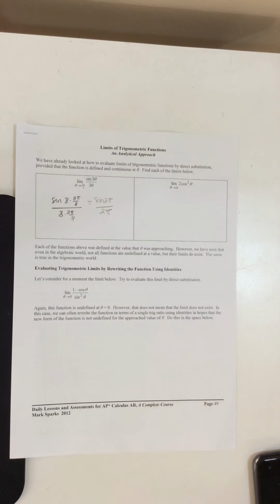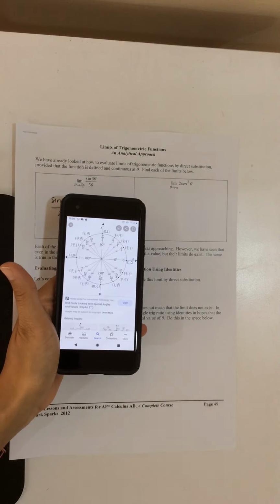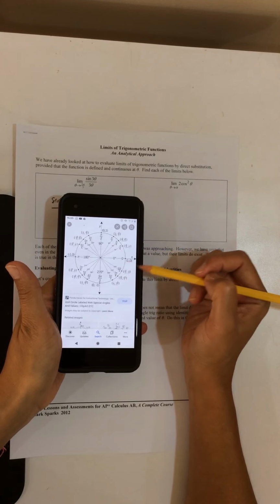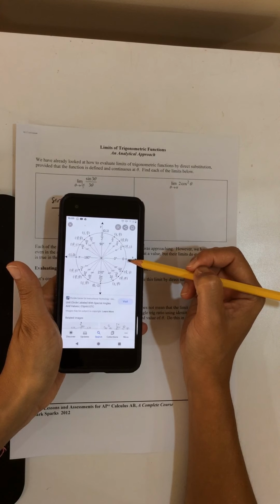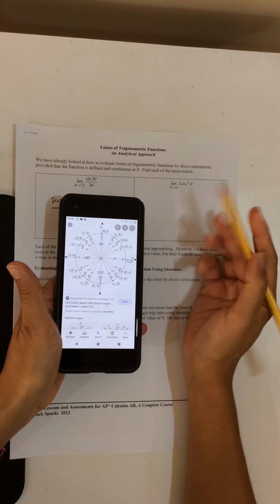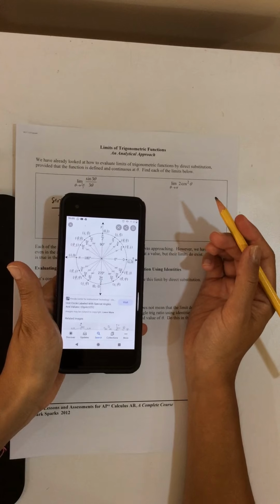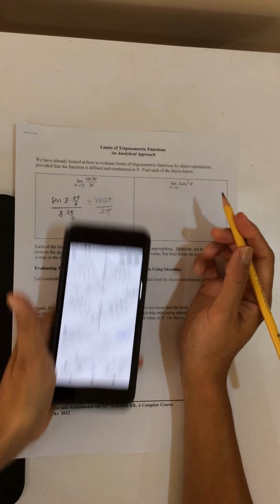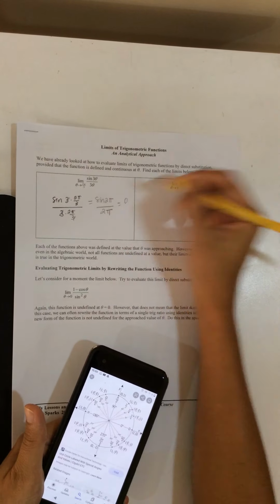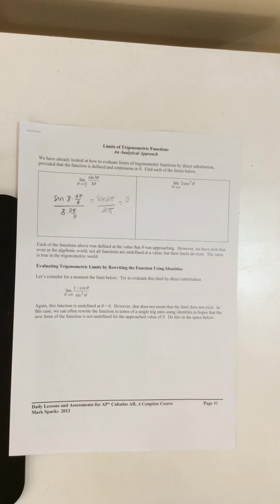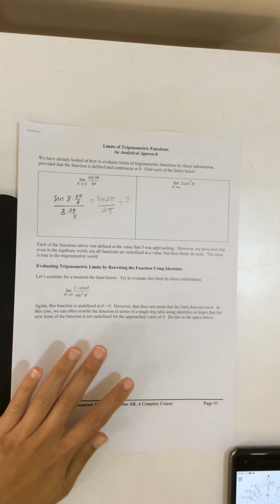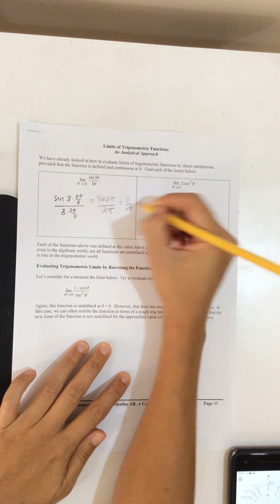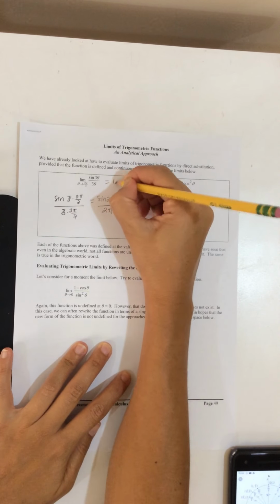What is sine of 2 pi? Hopefully you remember your unit circle. If not, let's look at the one I have on my phone right here. Sine of 2 pi is right here, which is 0. So you're going to need to have a unit circle printed, save an image on your phone, or memorize it, so you can know that that's 0. So sine of 2 pi is 0, and then that is over 2 pi. And 0 over 2 pi is just 0. So the value of this whole limit is 0.